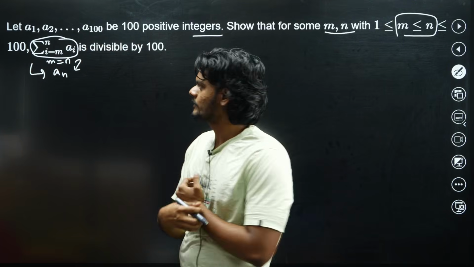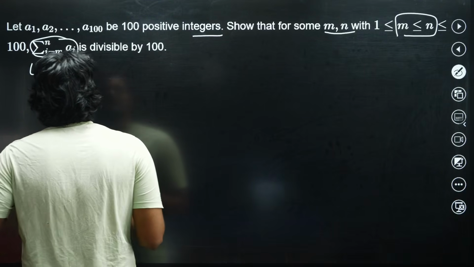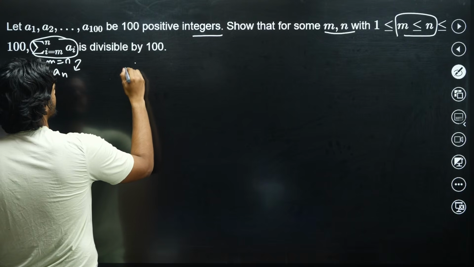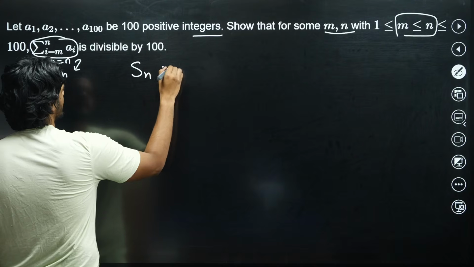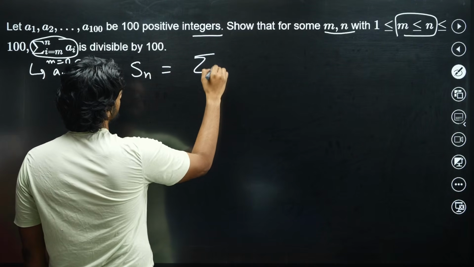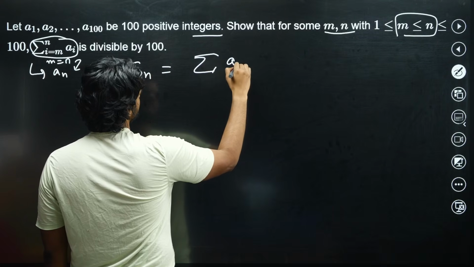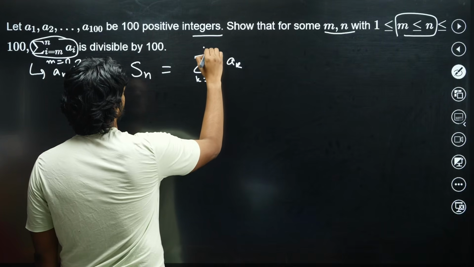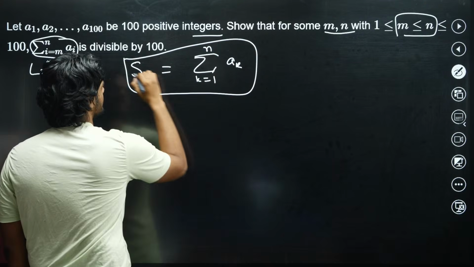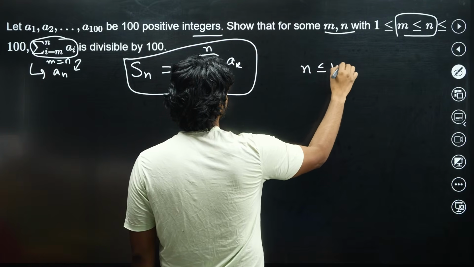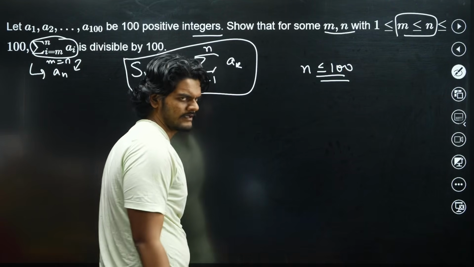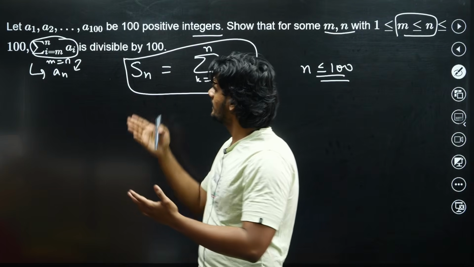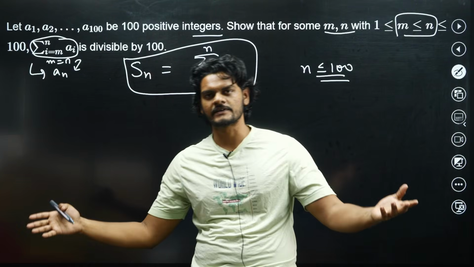Now suppose I talk about only Sn, and I define Sn as the summation where k varies from 1 to n of ak. This I define for all n less than or equal to 100, right? This is totally definable. So for each n I have a particular value of Sn. So there are 100 values of Sn.